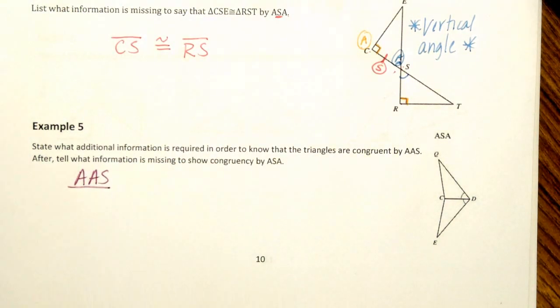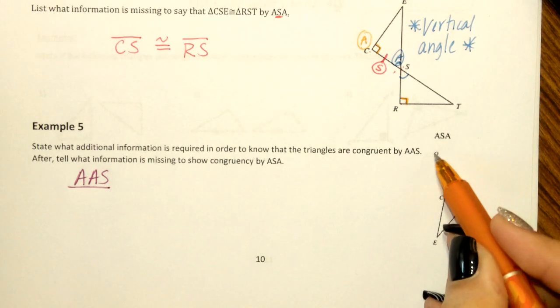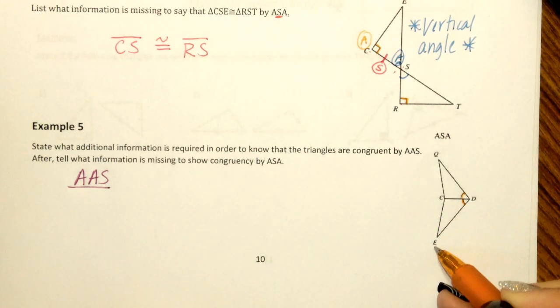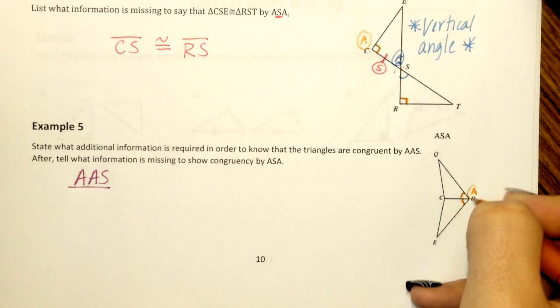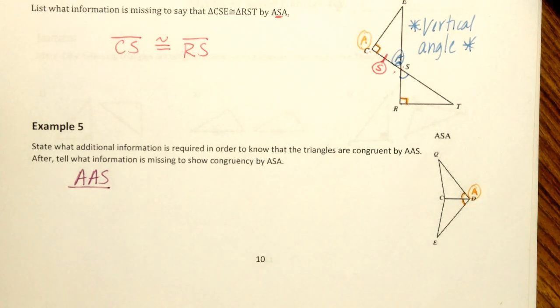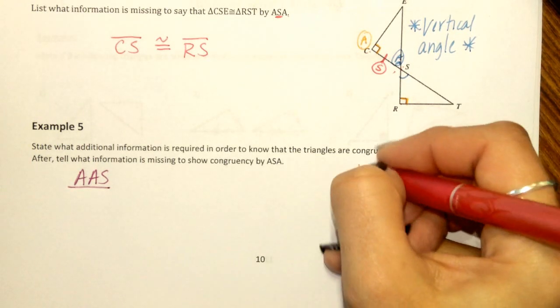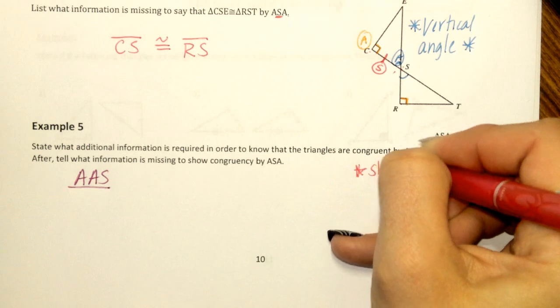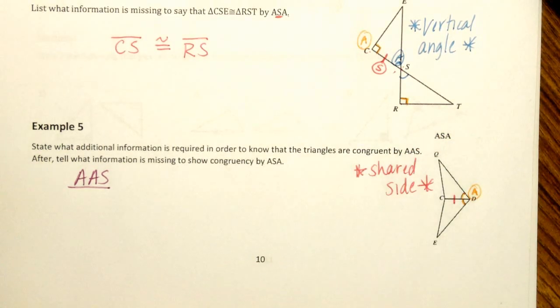And let's first look at what information we have. We have that these two angles are congruent, so angle QDC and angle EDC are congruent, so we have an angle here. Oh, and there's that thing that you're told to look for. One of the two, your shared side, right here. You have to be able to mark that congruent on your own.